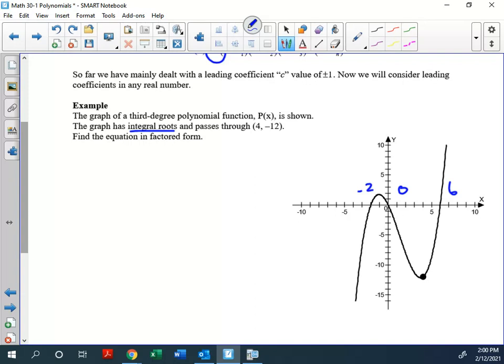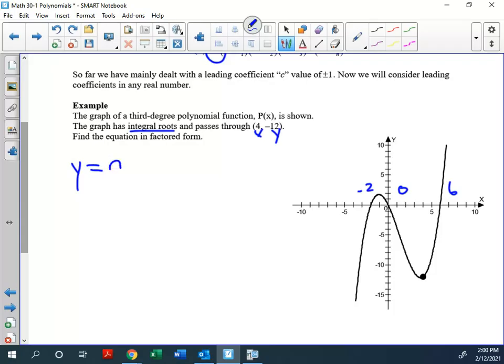Now, if I give you a point, what am I always giving you? An x value and a y value. So anytime it gives me a specific point, I'm thinking to myself, that's an x and a y that I'm going to be able to plug into my equation. So let's set up what we do know.